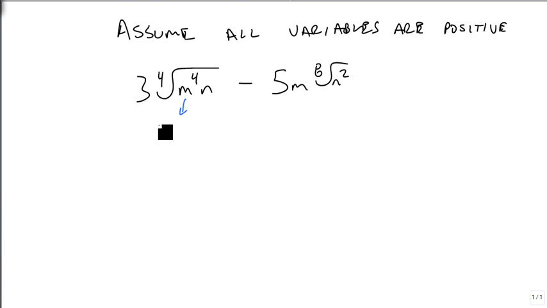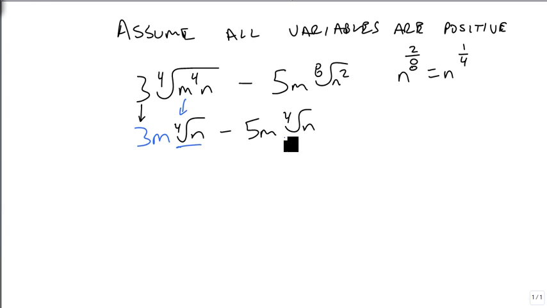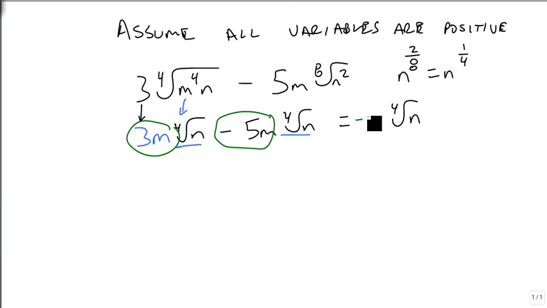m to the 4th underneath the 4th root gives me an m on the outside, and it stays as the 4th root of n on the inside with a 3 in front. That's already there. The 3 just copies down. Now the 8th root of n squared is the same as n to the 2/8, which reduces to n to the 1/4. This then becomes minus 5m times the 4th root of n. And if you notice, we created a like radical when we simplified both of these unlike radicals. So then we just take our 3m minus 5m and get minus 2m times the 4th root of n.